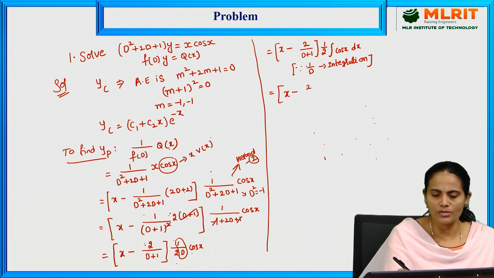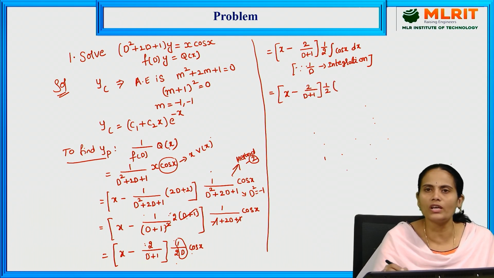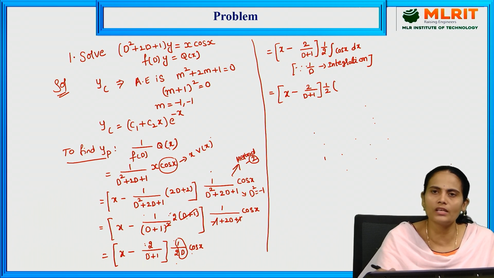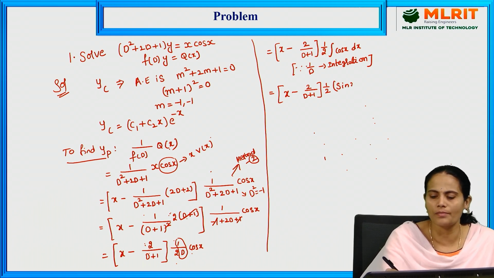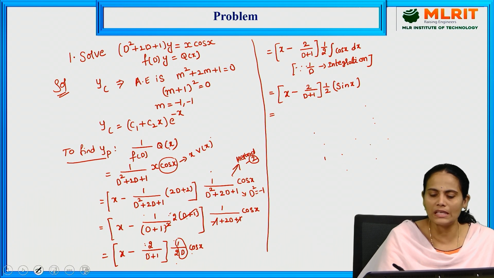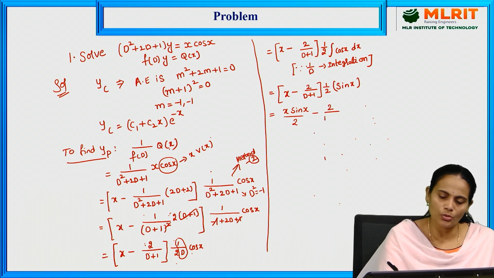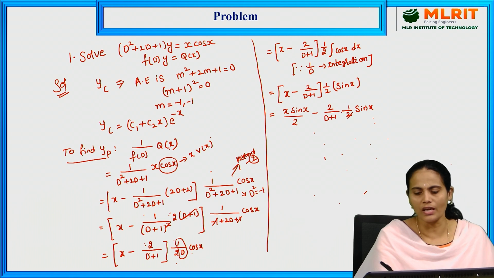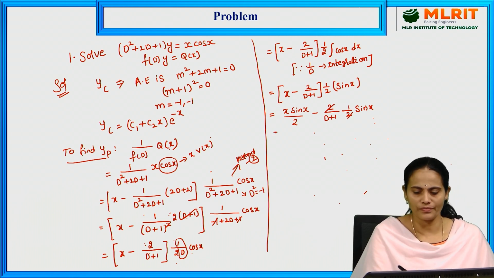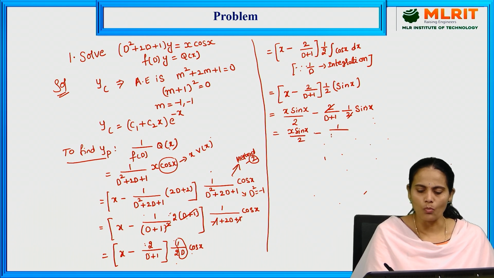So since 1 by d stands for integration, x minus 2 by d plus 1 into 1 by 2 into, we know what is the integration of cos x? Integration of cos x is nothing but sin x. So now multiply with each term, x sin x by 2 minus 2 by d plus 1 into 1 by 2 into sin x. So here 2 gets cancelled. x sin x by 2 minus 1 by d plus 1 into sin x.